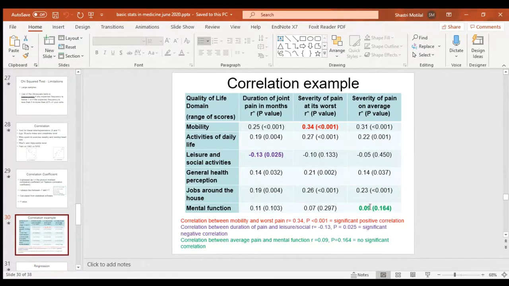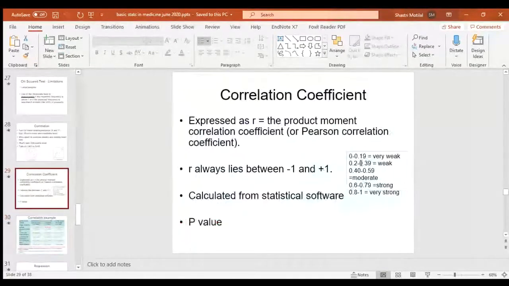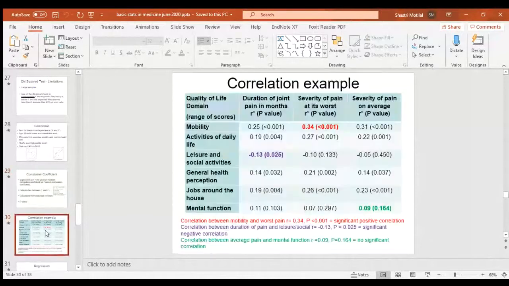And the third example on the slide, the one I highlighted down here in green, is was there an association between mental function and severity of pain on average? Here R was 0.09. That again, 0.09 is very weak, but was it significant? No. The p-value was 0.164, and we all know if the p-value is more than 0.05, it's not significant. If it's less than 0.05, it's significant. Again, what I want you all to really get from this slide is just the interpretation. It's really the interpretation of p-values, repetition, right?